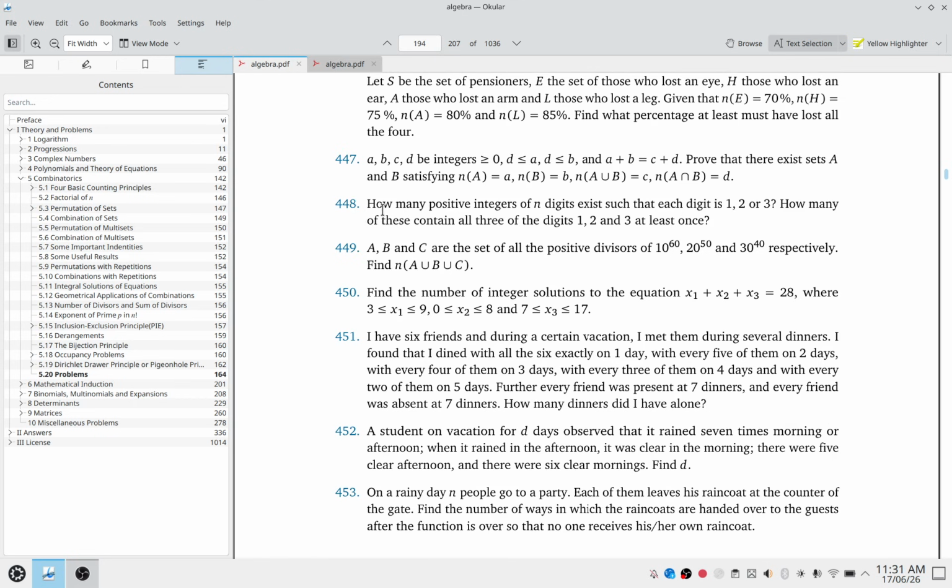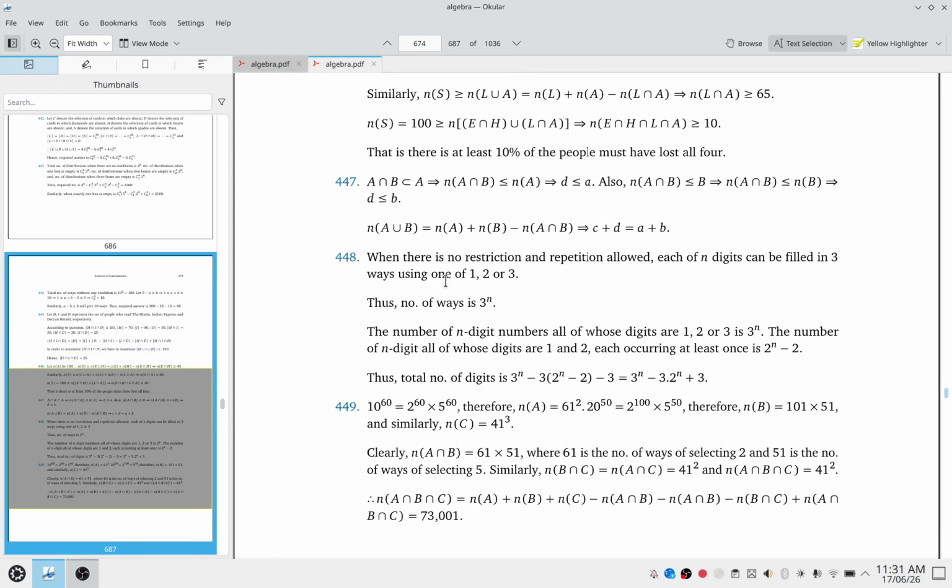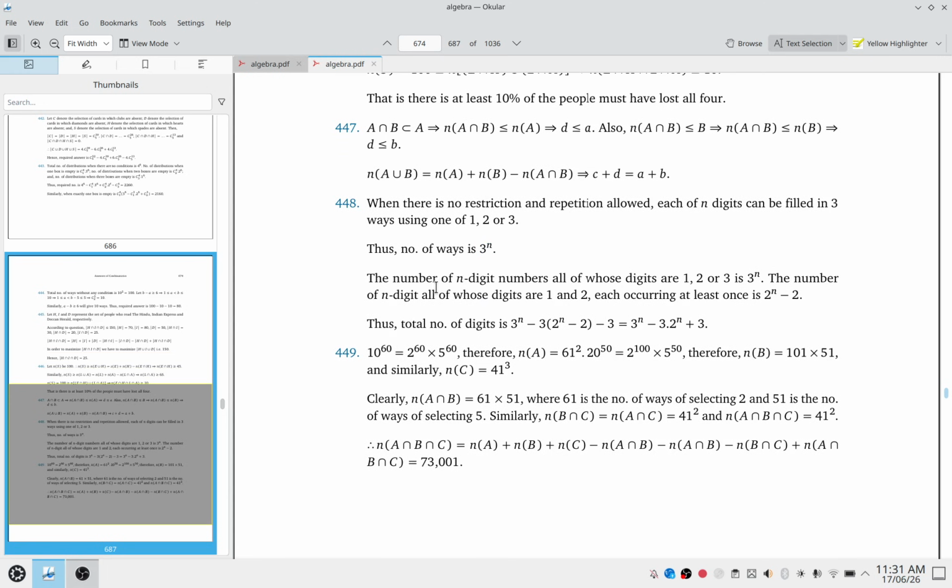Question 448 says, how many positive integers of n digits exist such that each digit is 1, 2 or 3? How many of these contain all three of the digits 1, 2 and 3 at least once? So there is no restriction and repetition is allowed. The number of ways is 3 to the power n. There will be 3 to the power n such numbers. Now the number of n digit numbers, all of whose digits are from 1 to 3, is 3 to the power n.